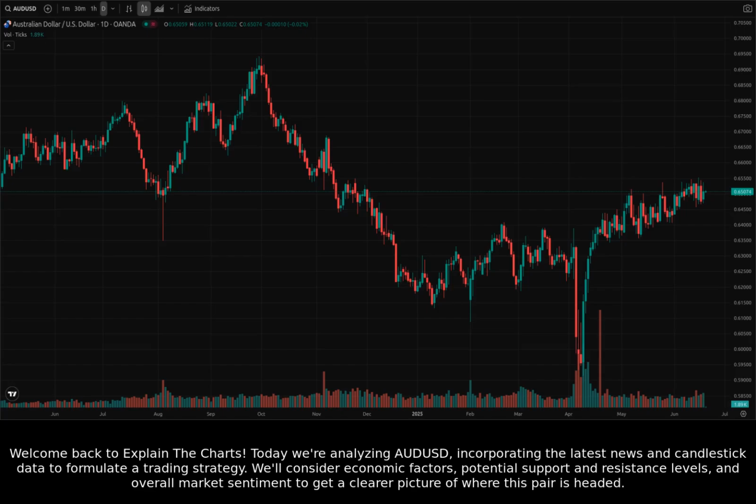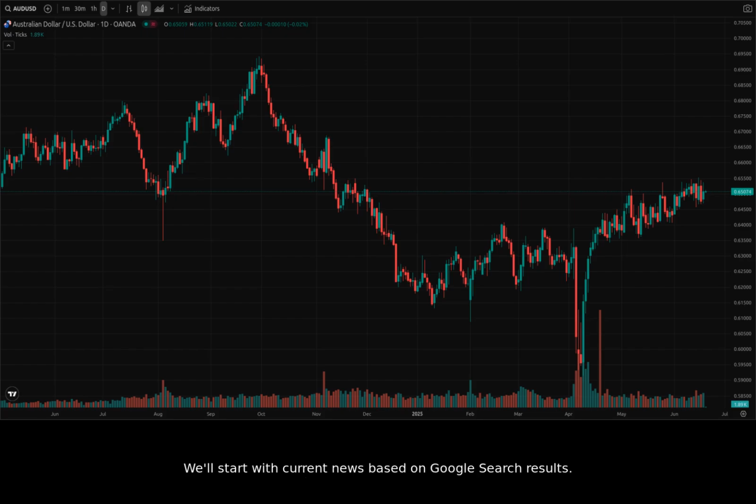Today we're analyzing AUDUSD, incorporating the latest news and candlestick data to formulate a trading strategy. We'll consider economic factors, potential support and resistance levels, and overall market sentiment to get a clearer picture of where this pair is headed. We'll start with current news based on Google search results.